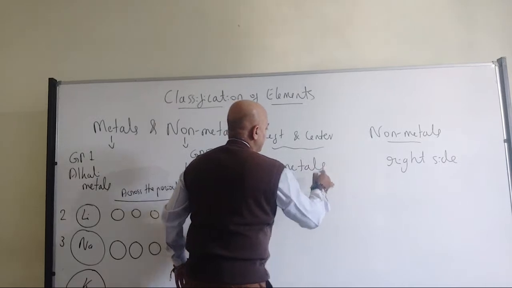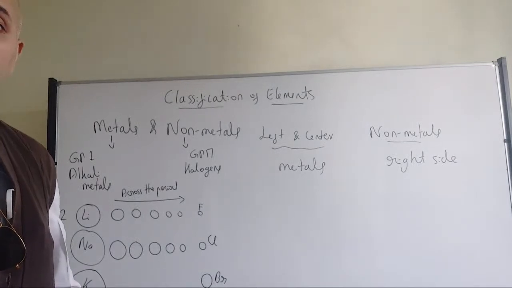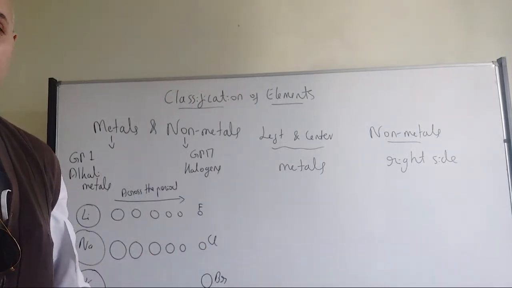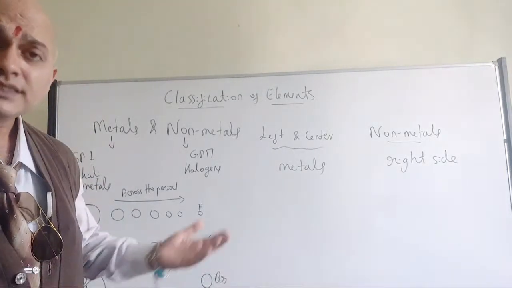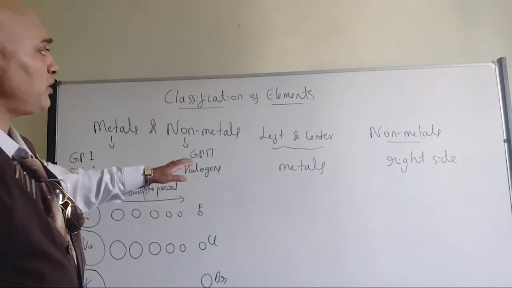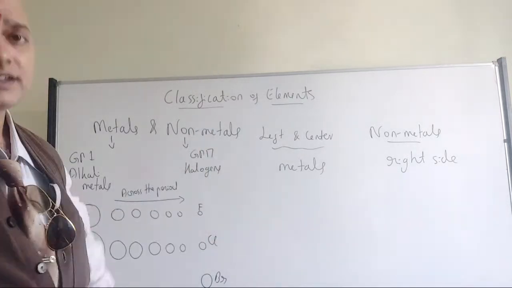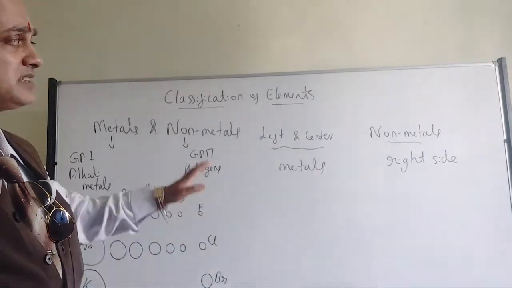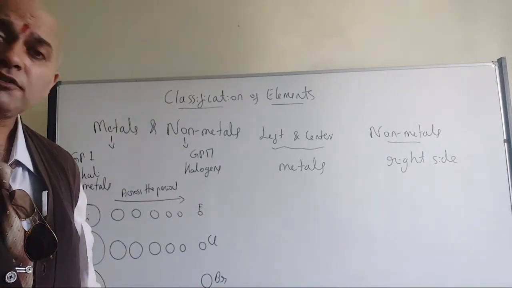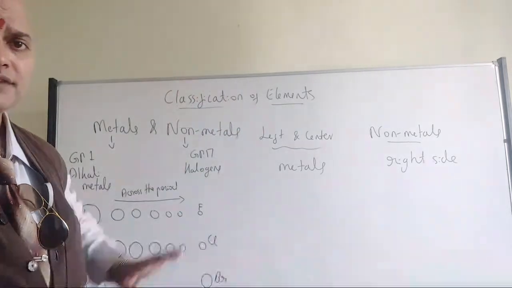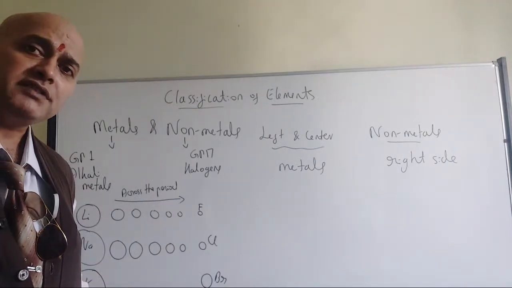And naturally, on the left hand side and the center or middle, we have the metals, which will be dominating. Left hand side and middle, transition metals, and inner transition metals, are also metals only. So the left hand side and the center of the periodic table will be metals. Therefore, metals are dominating the periodic table, and only on the right hand side we have the non-metals. All of you have understood?